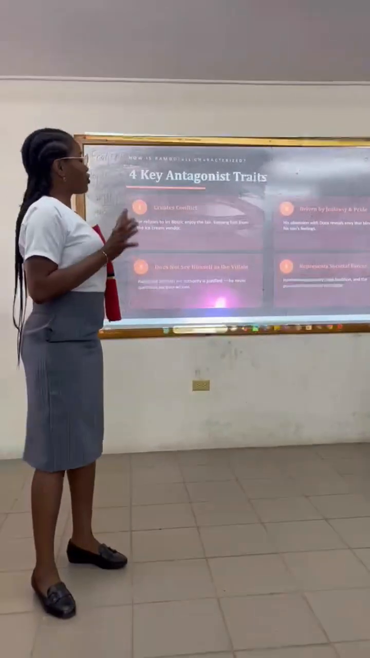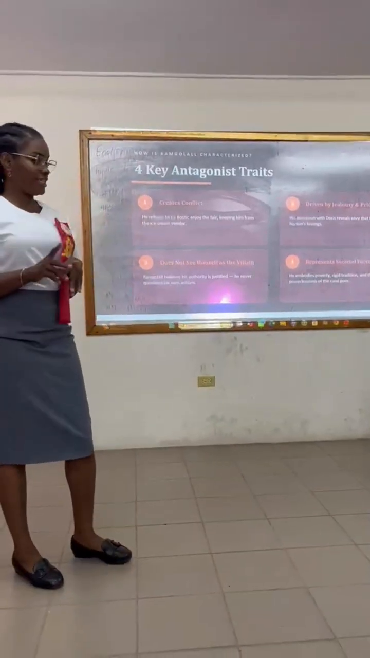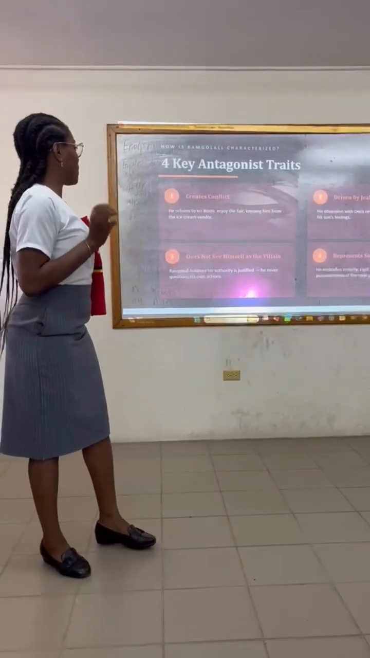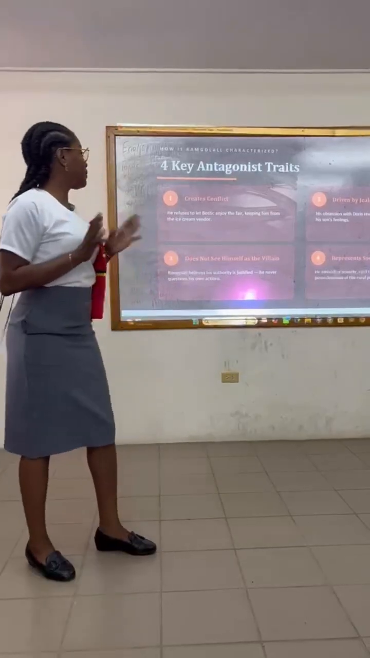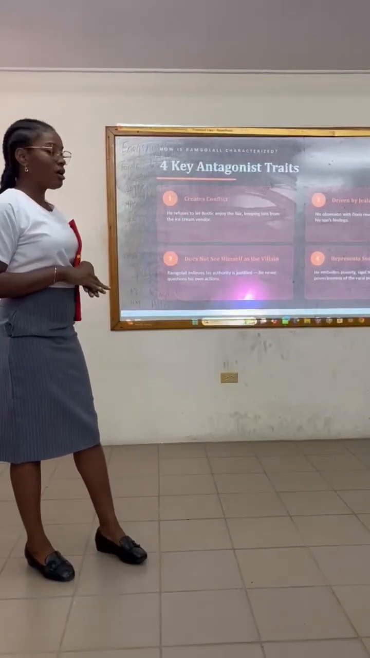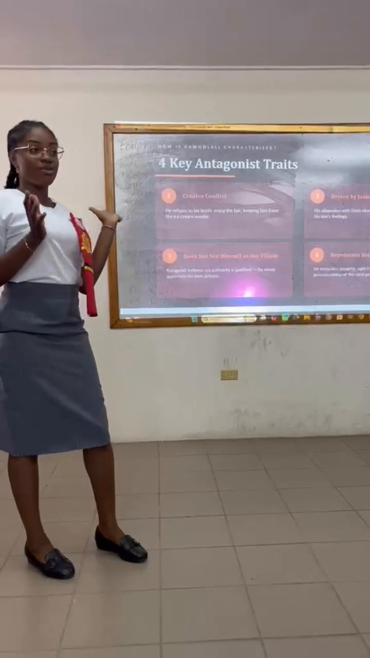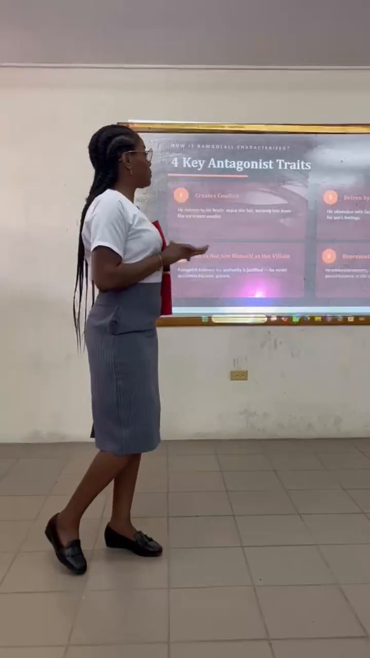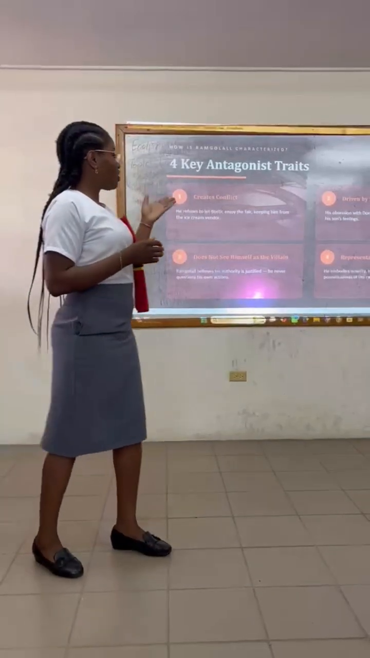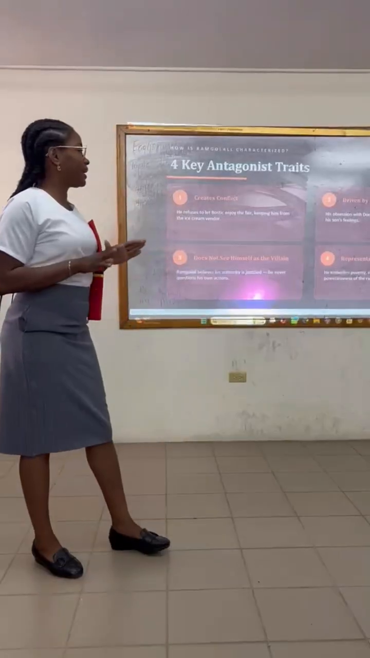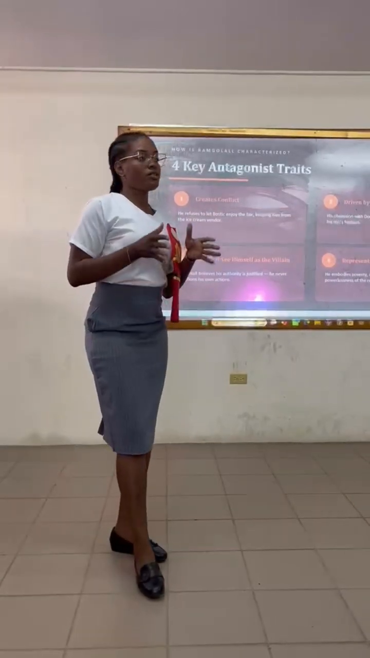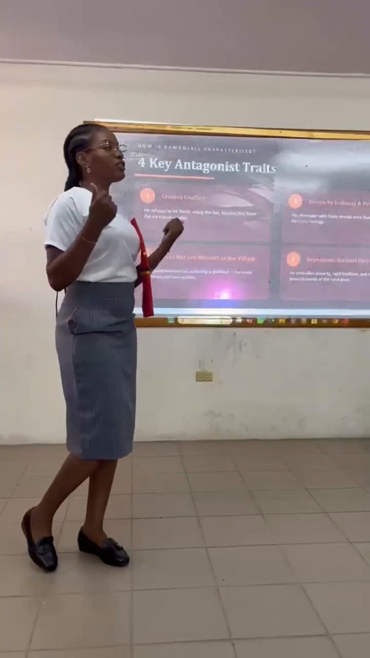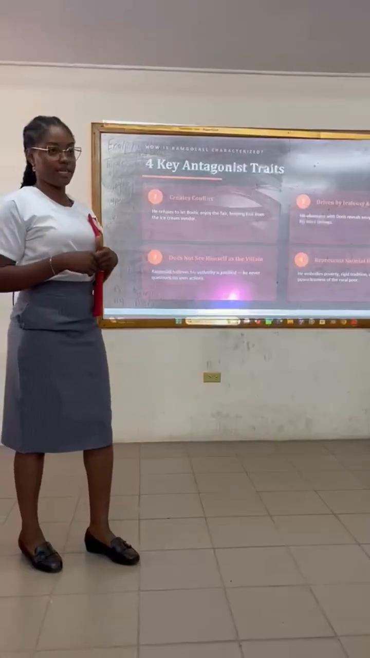Now let's look at four key antagonist traits. Create conflict. He refuses to let Bostic enjoy the fair and keeps him from the ice cream vendor. Like I said, the only thing that he wanted, his father kept him from. He was driven by jealousy and pride. His obsession with Doris reveals envy and blinds him to his son's feelings. He was so caught up with what was going on with Doris that he didn't even realize that he was hurting his son's feelings.